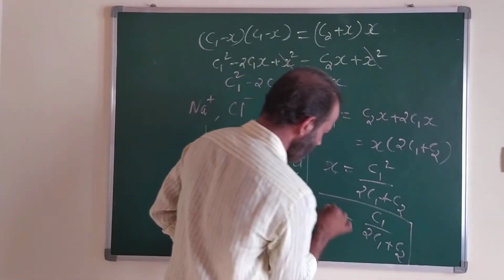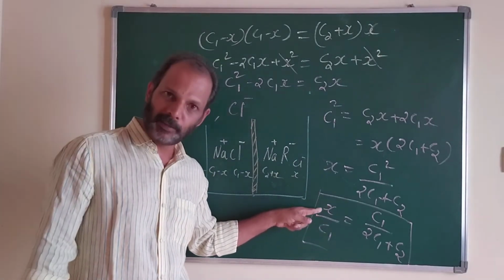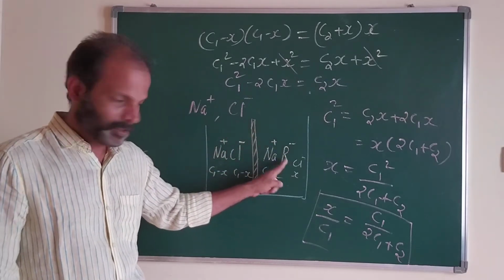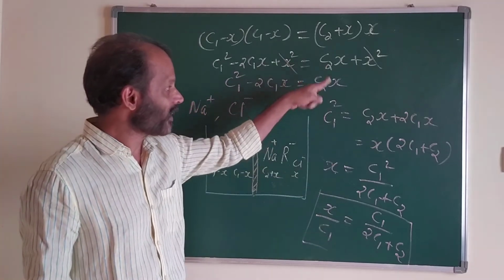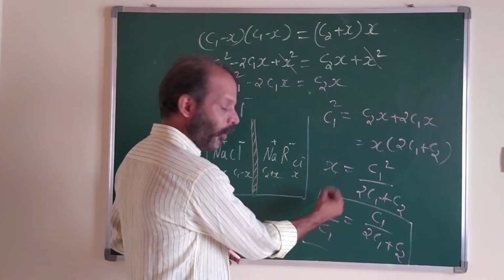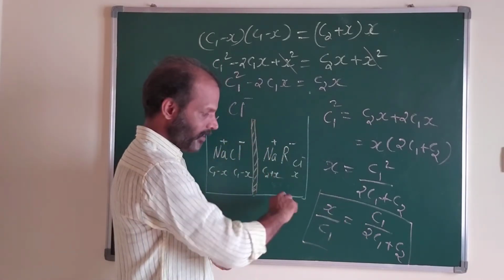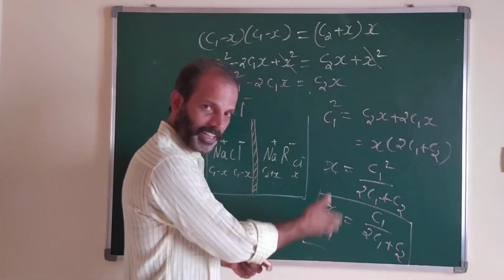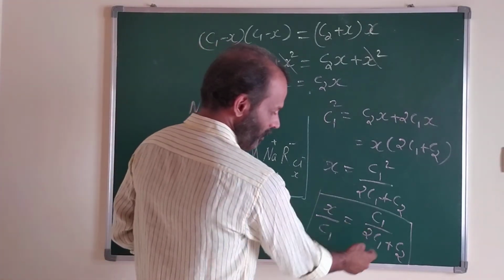This is the fraction of Na positive ion or Cl minus ion moving from one chamber to another chamber through the membrane. It's a fraction. Out of C1 concentration, how many moles or how many Na plus or Cl minus move through the membrane? That is x by C1. That is the fraction of ions moved. This is x by C1.